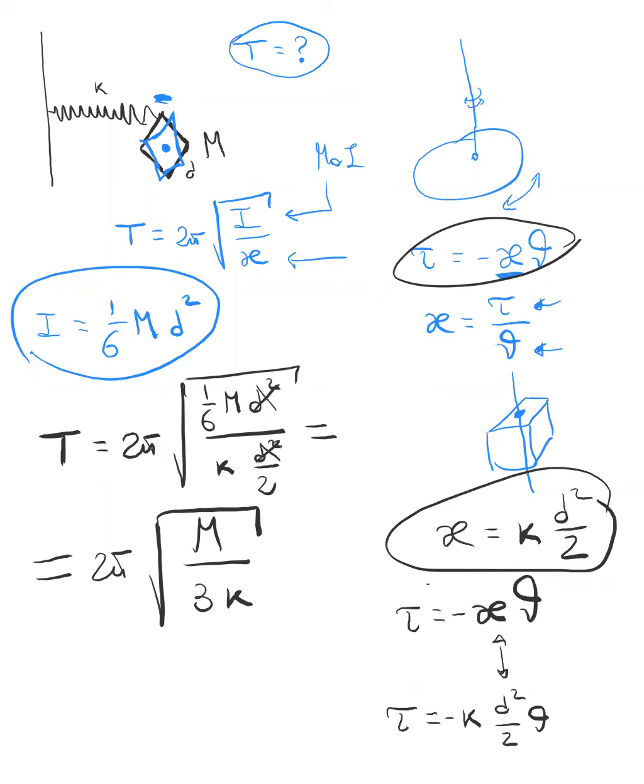Let me think. Does this make sense? It kind of makes sense. If I have a heavier cube, I will have a longer period because it will be rotating slower. And if I have very stiff springs, so if k is high, then my period is low and my cube is oscillating faster.